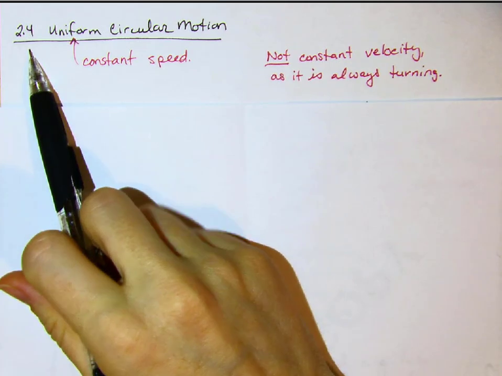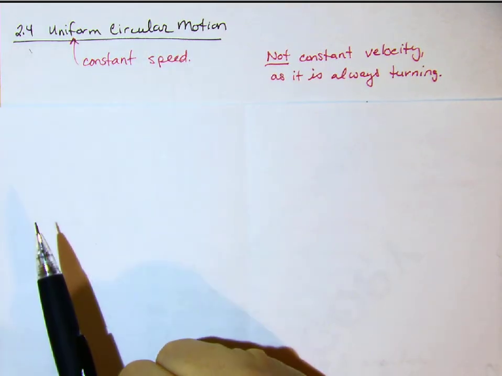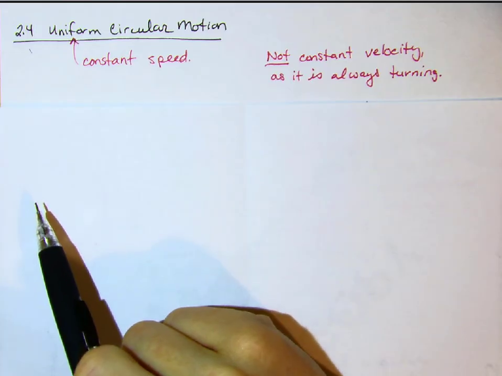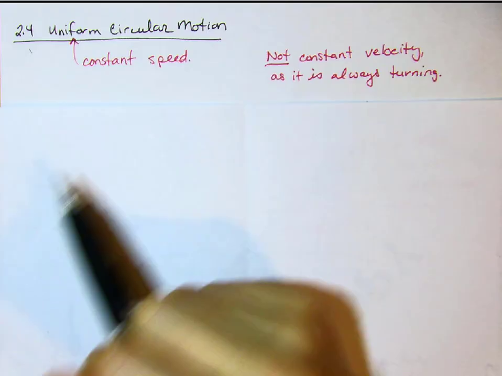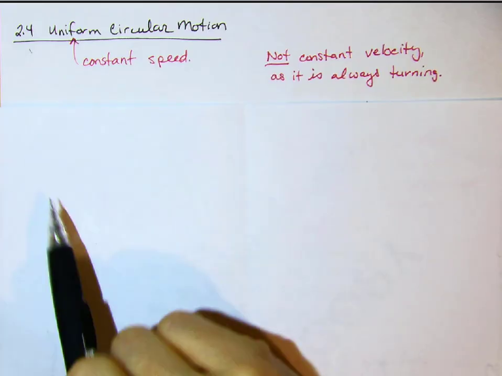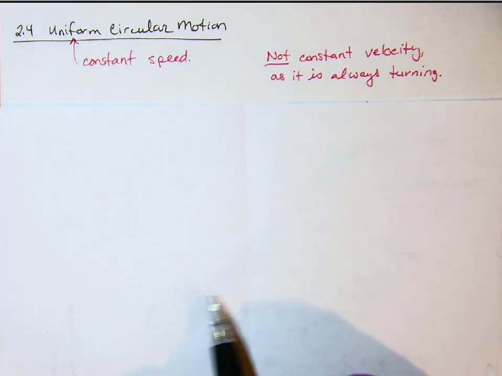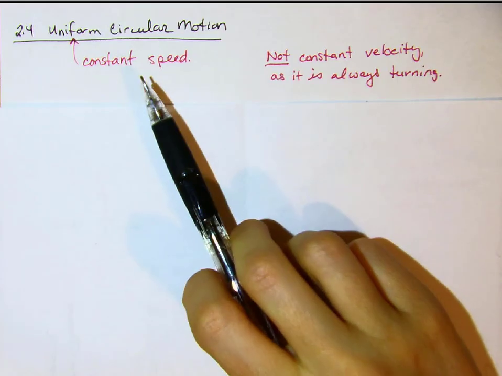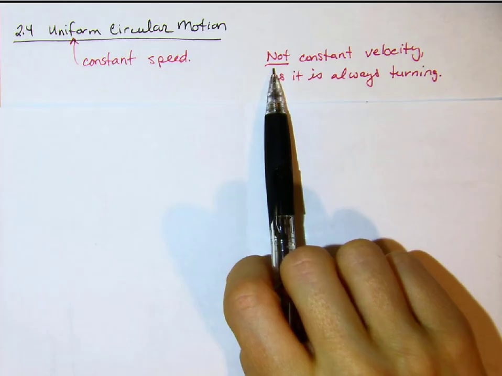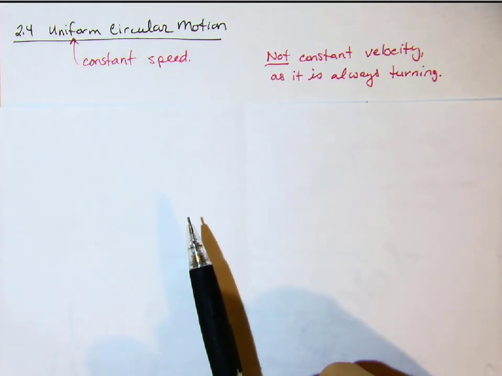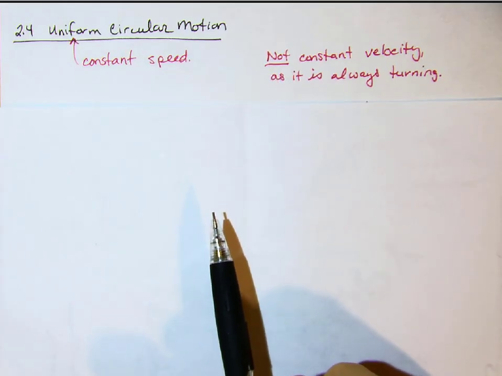In 2.4, we're going to talk about uniform circular motion. And uniform just means constant speed. So maybe you stay at 55 miles per hour. You're just going to keep that the whole time you're going in a perfect circle. Just to point out that even though it is constant speed, it is not constant velocity because its direction is always changing. So that velocity arrow is always turning.